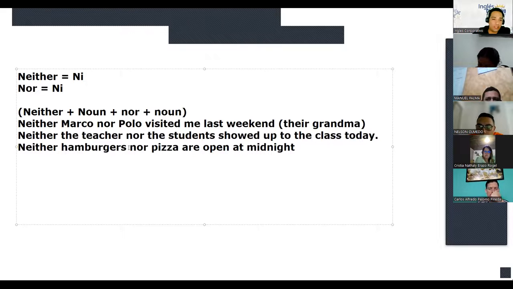What if I use names? What if I use Burger King and Pizza Hut? Should I use are or is? Be careful with this. Tengan cuidado con esto. Neither Burger King nor Pizza Hut is open at midnight. Why is? If the nouns are in singular, then you use the verb in singular.